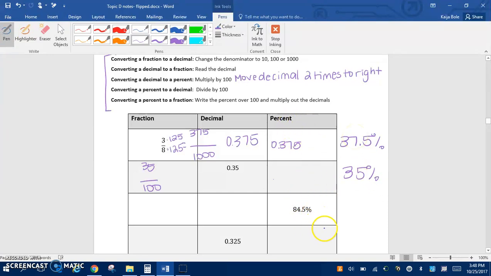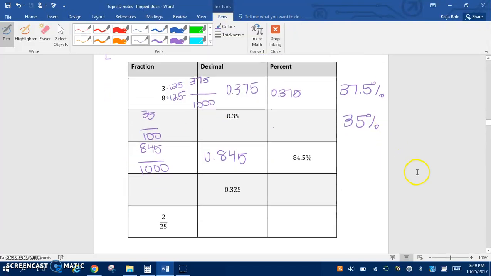Alright, now they gave us the percent. They gave us 84.5%, and to put it as a decimal, up here it says percent to a decimal, divide by 100. So instead of moving the decimal 2 places to the right, we would move it 2 times to the left. So the decimal for 84.5% would be 0.845. Now as a fraction, again, you just read it out loud. That is 845 thousandths. So our fraction would be 845 over 1,000, and that's our fraction. Right now we don't need to simplify, so don't even worry about that.